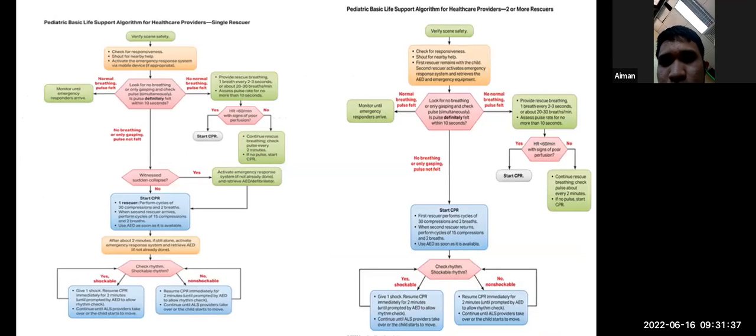Basically, this is just the algorithm I took from the American Heart Association Journal. So it is basically the same. You can read it later. And I think that's all for our presentation today.